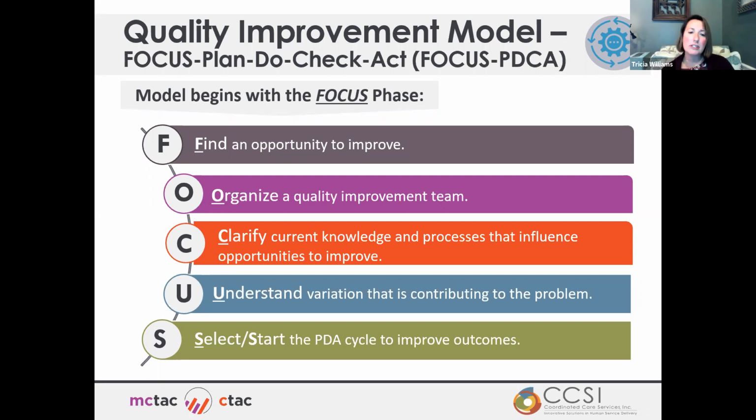So the FOCUS portion identifies the area needing improvement. It brings together a team, and I think that's so important and something that David continues to talk about in every single session, which is that importance of the team approach, and the team approach of not only being your financial staff, but also those clinical staff.